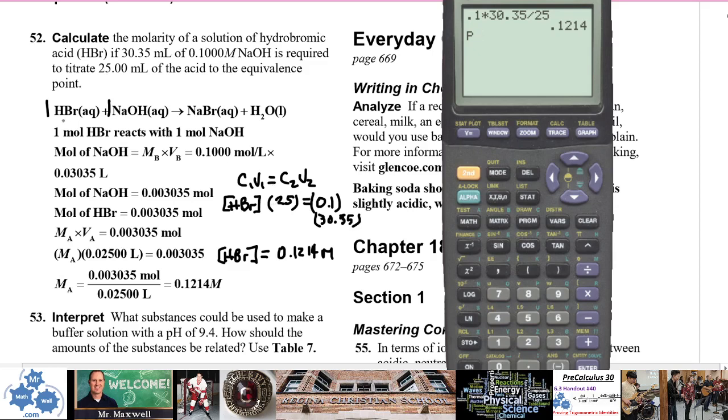So for number 52, the equation is a 1-to-1, and you're going to use C1V1 equals C2V2, no problem. And here's your solution.